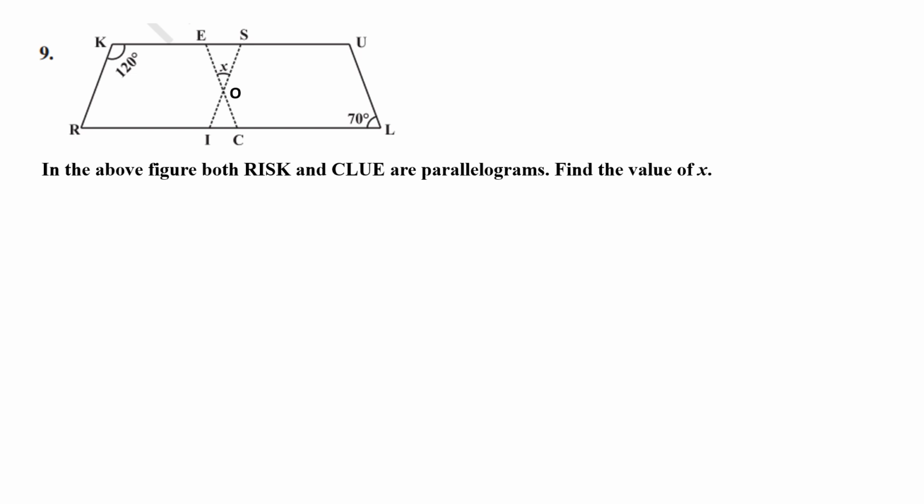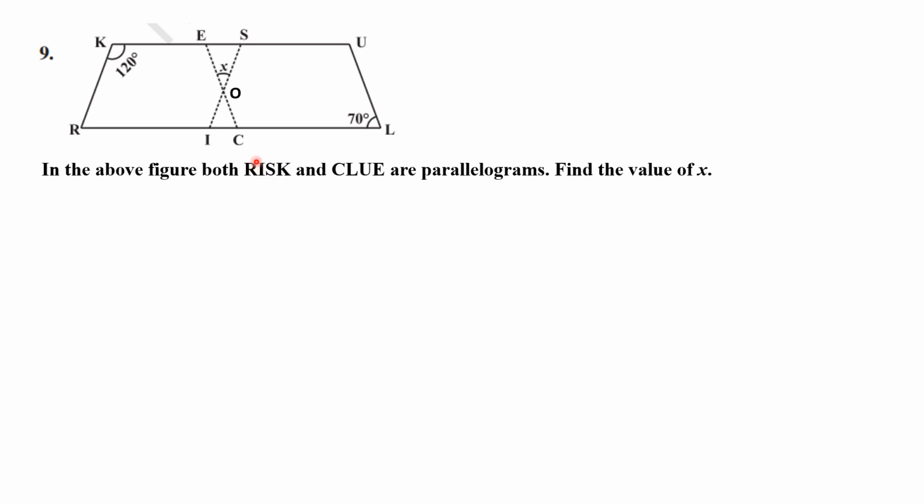Now question number 9. In the above figure, both RISK and CLUE are parallelograms. See, this figure is made up of two parallelograms. One is RISK, so R-I-S-K. This is one parallelogram. Second is CLUE, C-L-U-E. And what we have to find? We have to find the value of x over here.